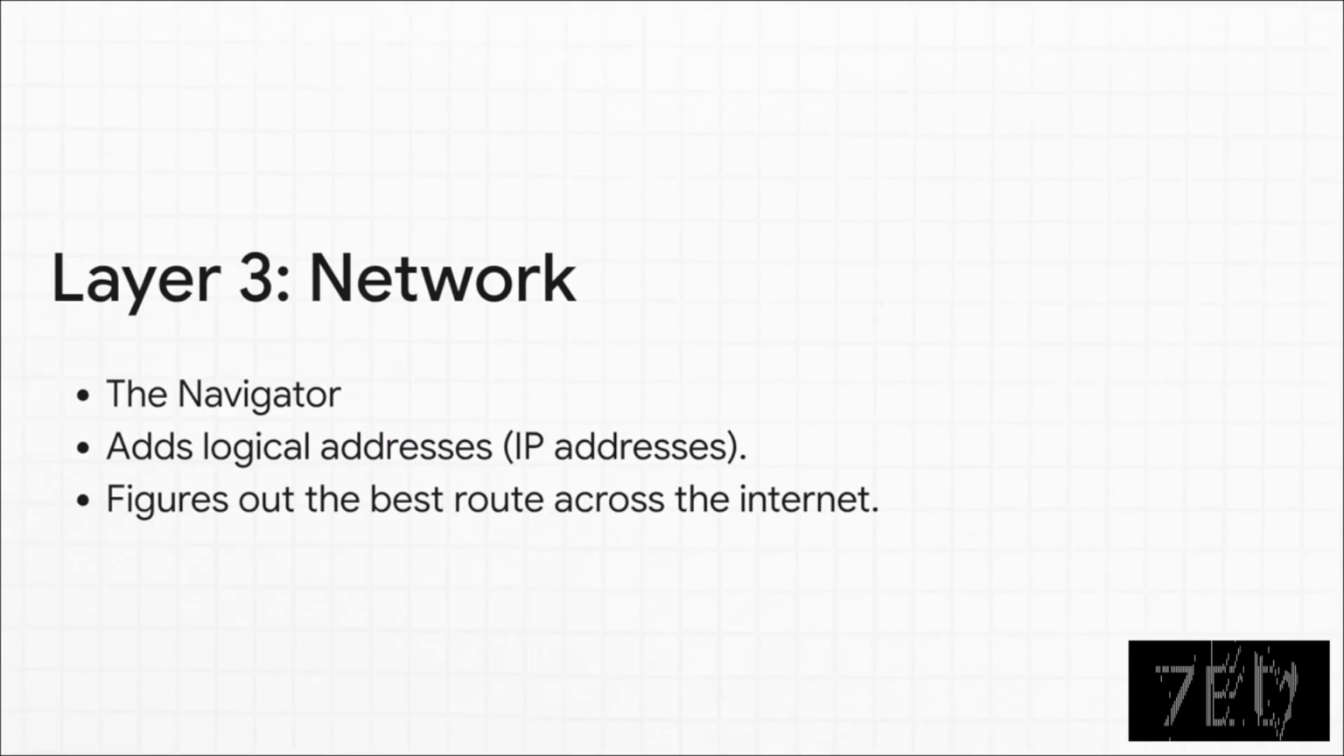Welcome to layer 3, which is basically the internet's GPS. The network layer is where the logical addresses get stamped on, the source and destination IP addresses. It's just like putting the to and from addresses on a letter. And then it looks at a giant map of the internet and figures out the absolute best, most efficient route for your data to take to get to its destination.